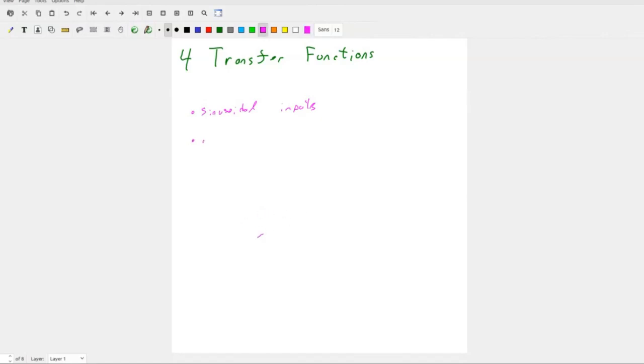You might have an impulse. Or you might have an arbitrary input. You could even have a random input. We'll talk about that more, but that just means you understand the statistics of the input, but you don't actually know at any specific point in time what the input is, right?